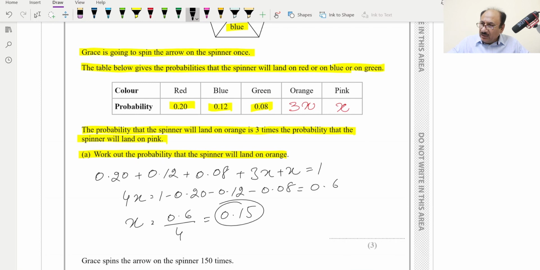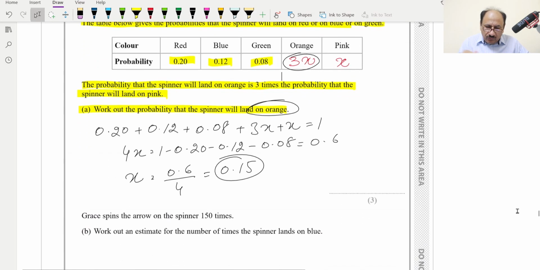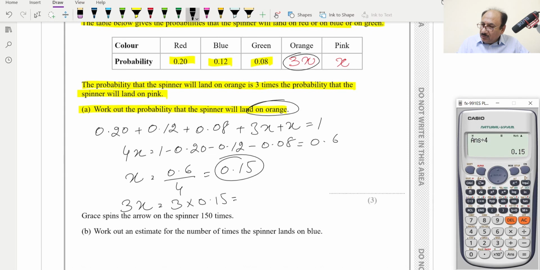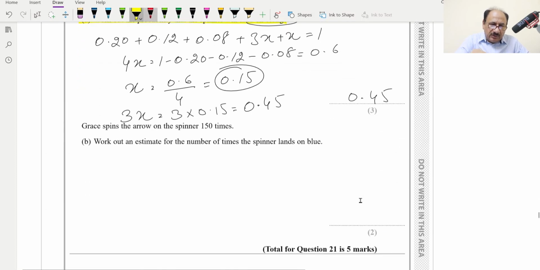Keep in mind they are asking for orange. Orange is 3x, not x. So we will write 3x will be equal to 3 into 0.15, which is equal to this multiplied by 3 is equal to 0.45. 0.45 will be our answer, which we can provide over here. Then next part, she spins the arrow on the spinner 150 times. Work out the estimate for the number of times the spinner lands on blue.